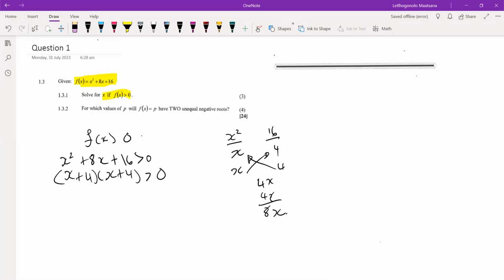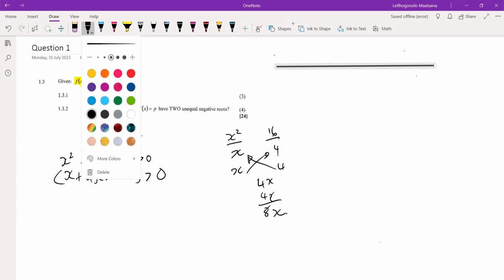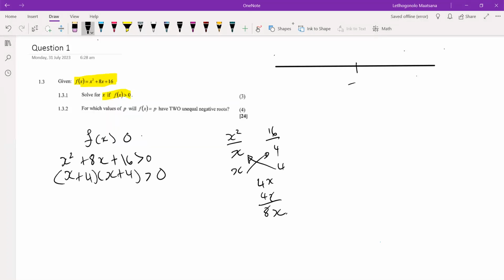So from this number line, we want to see what happens to my f of x when my x is greater than -4 and when my x is less than -4. So you can substitute any value. Let's substitute in 0. Anything, -2, -3, go on the side. We're just going to substitute in 0, and we would get 16.